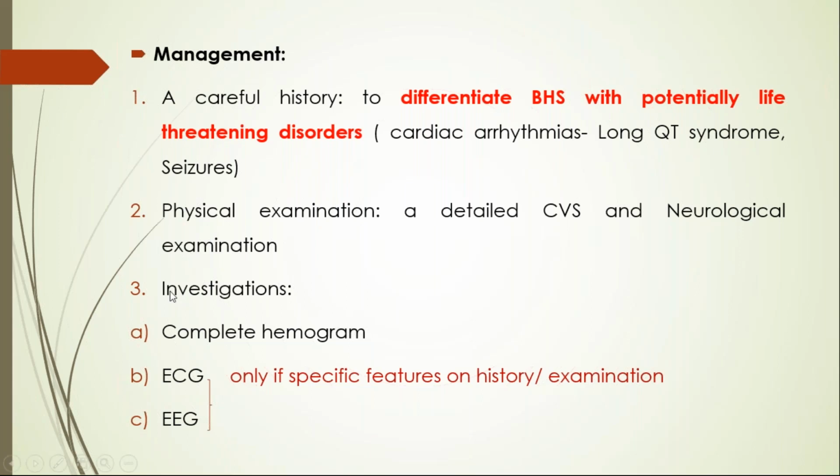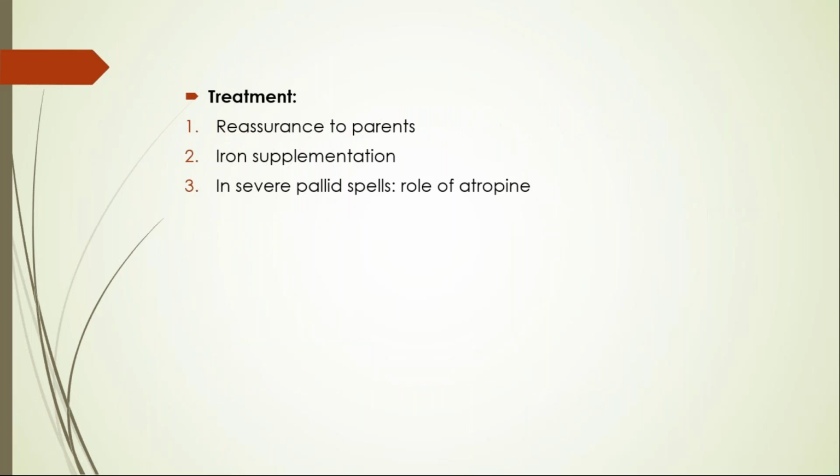So if you don't find the characteristic history and you think there's an underlying disorder, you can do a hemogram, you can do an ECG or EEG if you think it's a seizure or a cardiac event, right? If you think that it's none of those and it's just a breath holding spell, all you do is reassure the parents that this is just a breath holding spell. It is not a cyanotic spell or a seizure. It does not have anything to do with the brain of the child or the heart. So the cardiac and the CNS evaluation is normal.